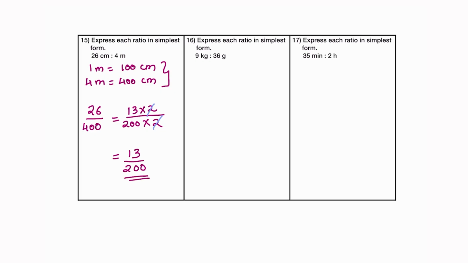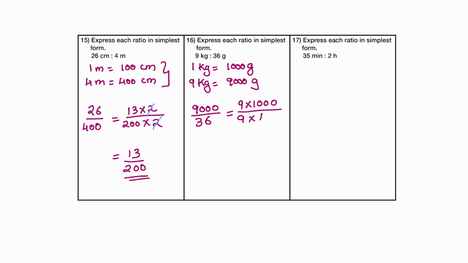Again, 9 kg and 36 grams. We know 1 kg is 1000 grams. So 9 kgs will be 9,000 grams. So we say 9,000 over 36. 9 tells you what common factor you have here, right? So this is 9 times 1,000 and that's 9 times 4. So 9 and 9 is out, which means we have 1000 over 4.